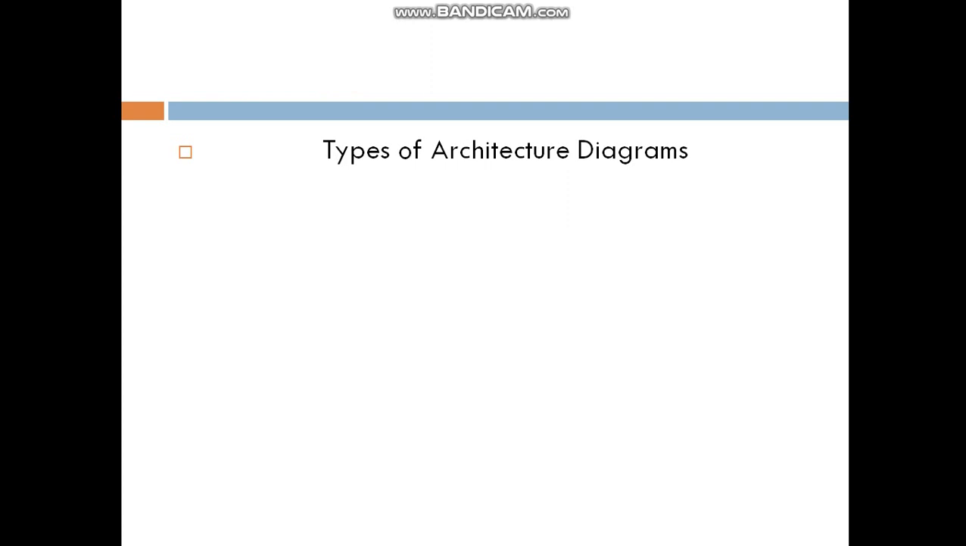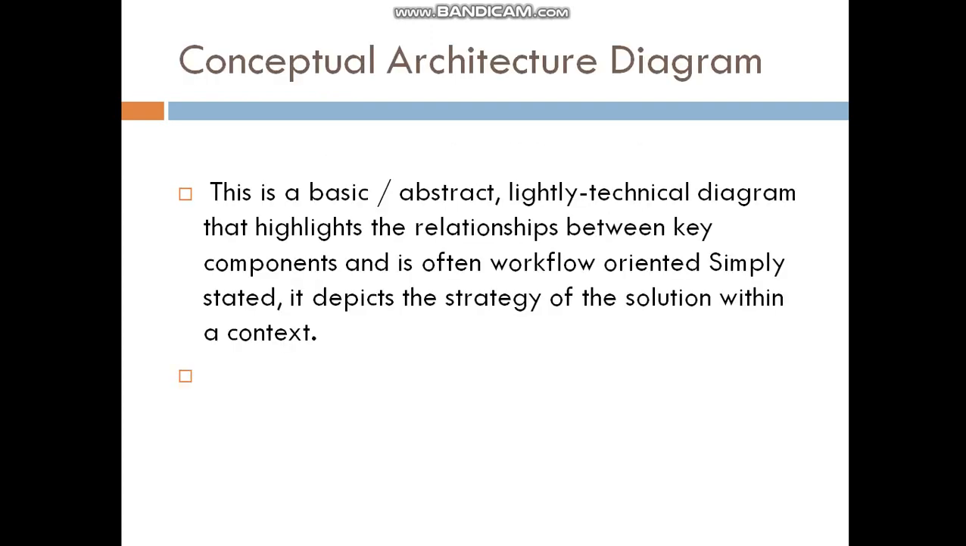Types of architecture diagram. First is the conceptual architecture diagram. This is a basic, abstract, likely non-technical diagram that highlights the relationship between key components and is often workflow oriented. Simply stated, it depicts the strategy of the solution within a context.